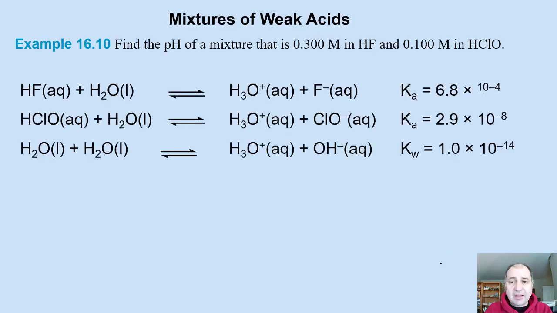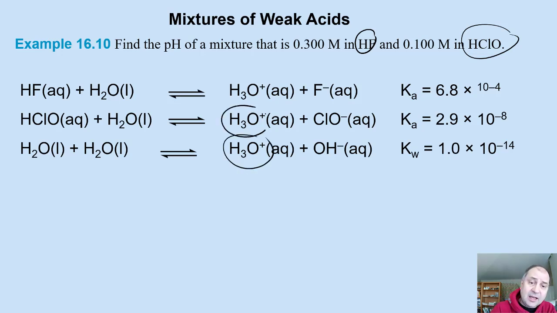What if I have a mixture of acids? How in the heck am I going to do this now, right? So I have a 0.3 molar solution of HF and a 0.1 molar solution of hypochlorous acid. So this is two weak acids mixed together, and they each provide hydronium ions. And to make things worse, we have the auto-ionization of water, so it also produces hydronium ions. Each of those does that.